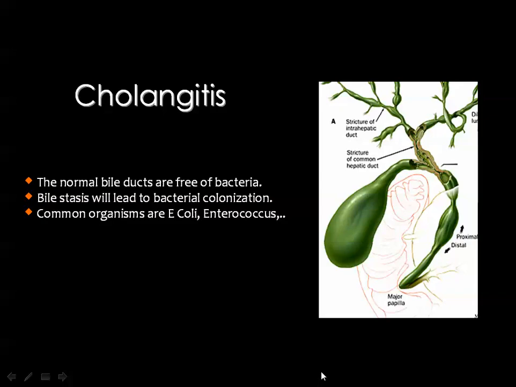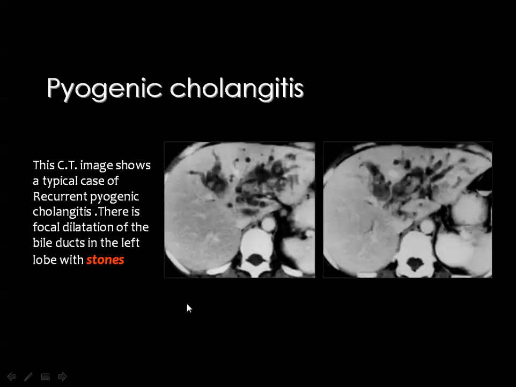Cholangitis is one of the causes of acute abdomen, and cholangitis is not an easy clinical diagnosis, but it can be diagnosed by imaging. And these are the commonly responsible organisms, like E. coli and the enterococci.